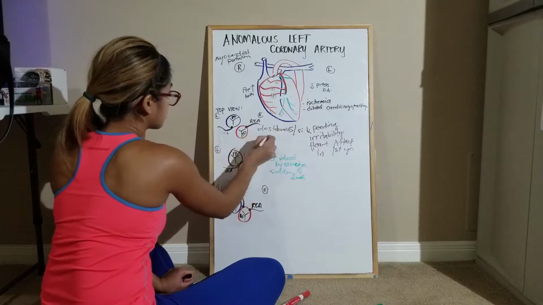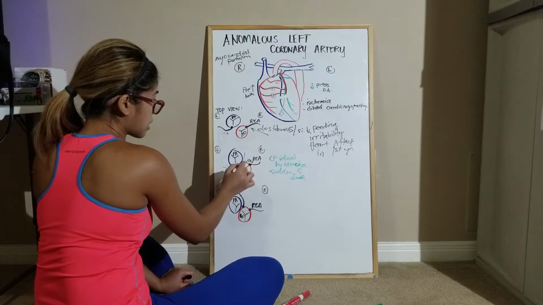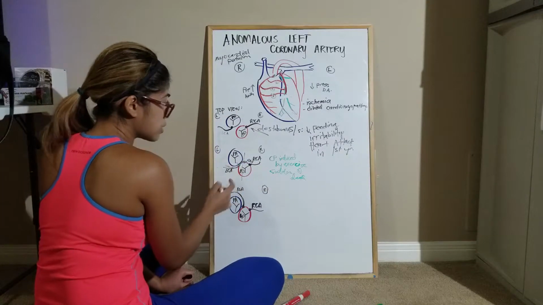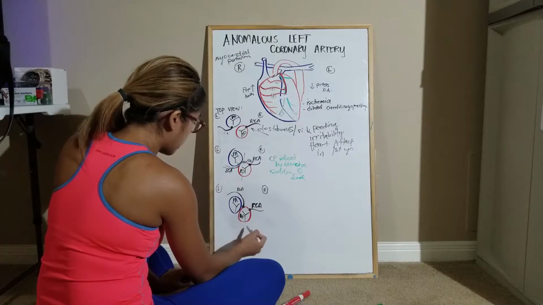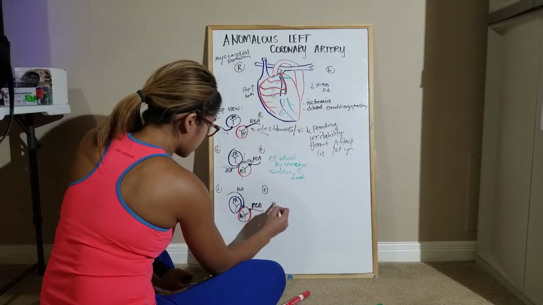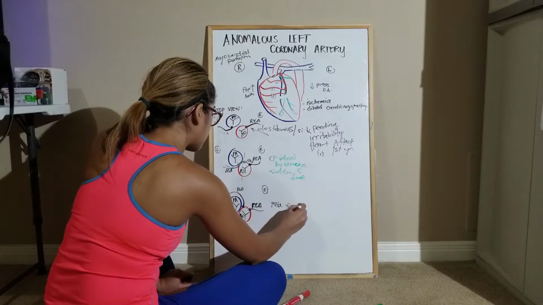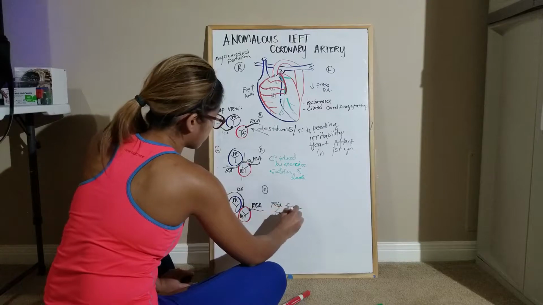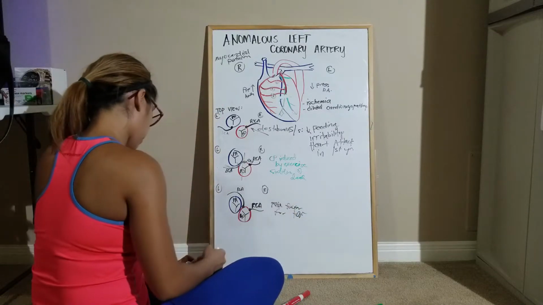This first drawing here, the first one. The second drawing is the compression. The complication is the compression. And then the third drawing here in the bottom is a risk factor for tetralogy of Fallot, which is TOF.